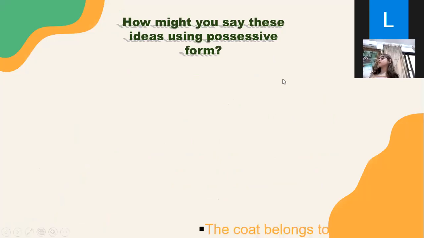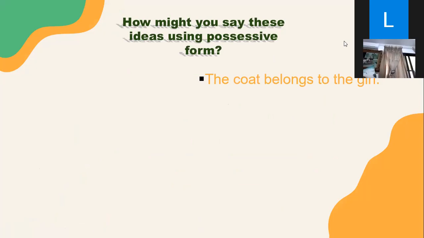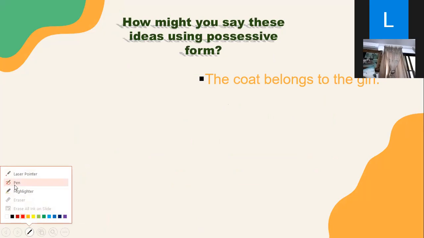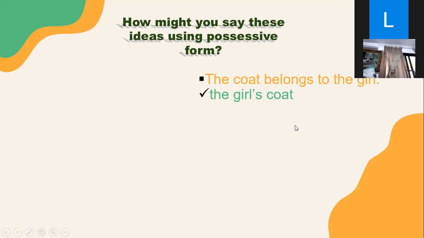Let's see. For example, guys, if I want to say that the coat belongs to the girl, how would you say it if you want to use possessives? The coat belongs to the girl. So first of all, you start with the noun that owns the thing. So the girl is the owner. I say the girl's, you see, the girl's coat. Okay? So since the coat belongs to the girl, the girl is the owner, I start with the noun, the girl's coat.